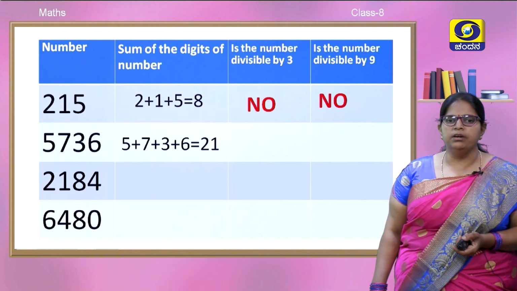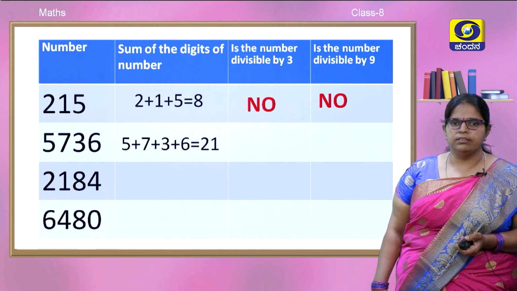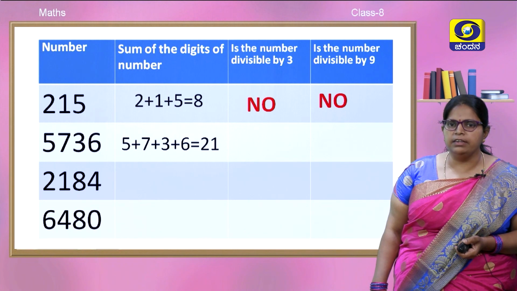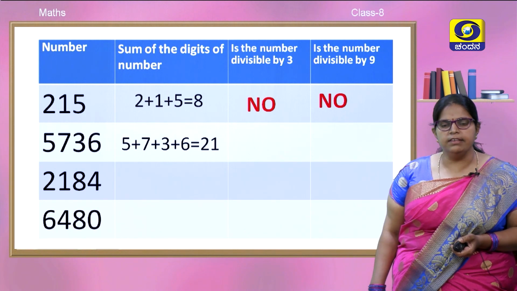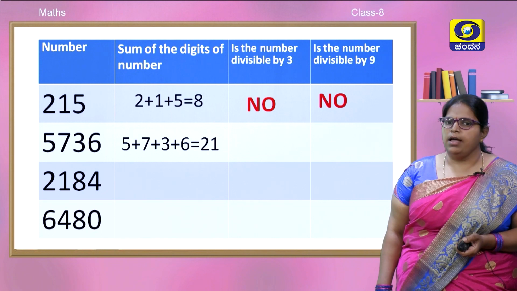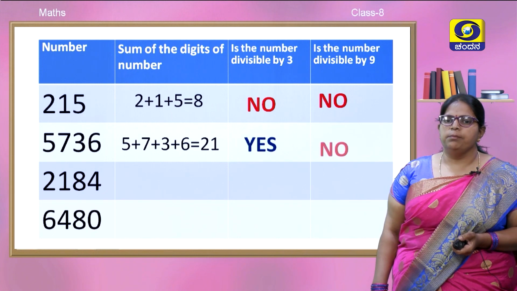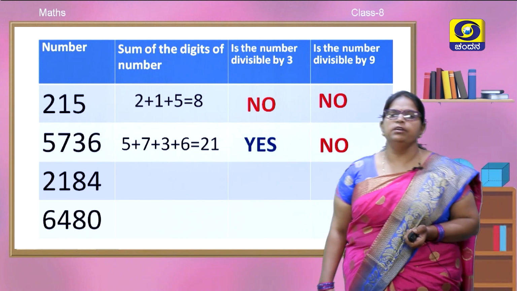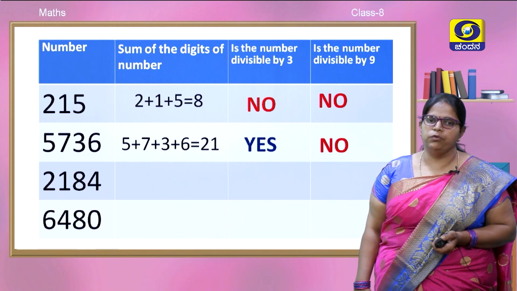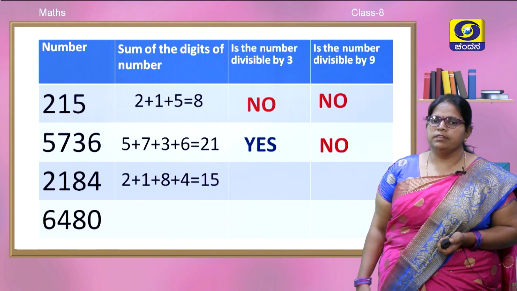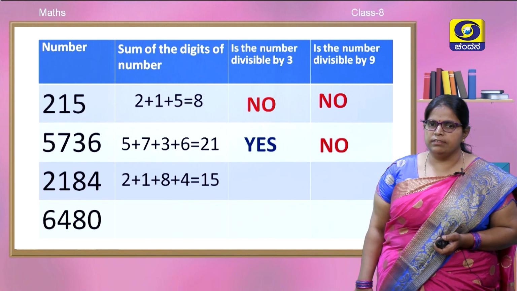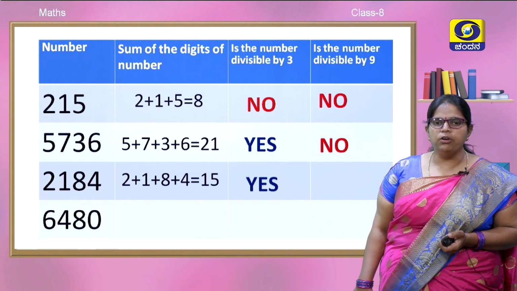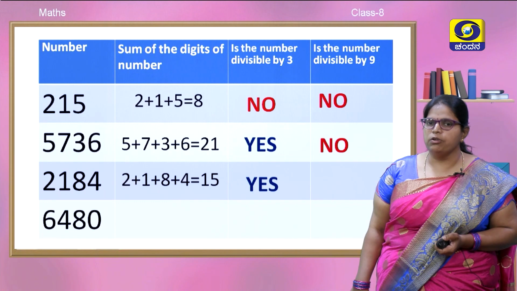Now take the second number, 5736. Find the sum of the digits. It is equal to 21. Is it divisible by 3? Yes, because it is a multiple of 3. And it is not divisible by 9 because 21 is not a multiple of 9. Now take the next number, 2184. Find the sum. The sum is equal to 15. Is this divisible by 3? Yes, because 15 is a multiple of 3, and not divisible by 9 because it is not a multiple of 9.